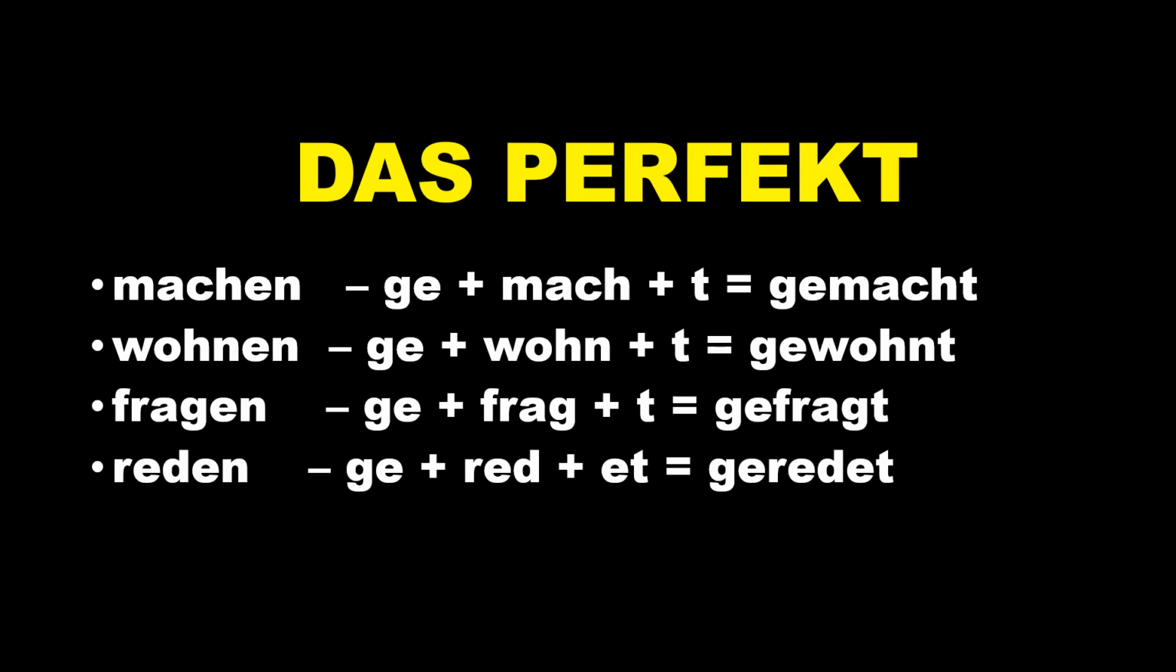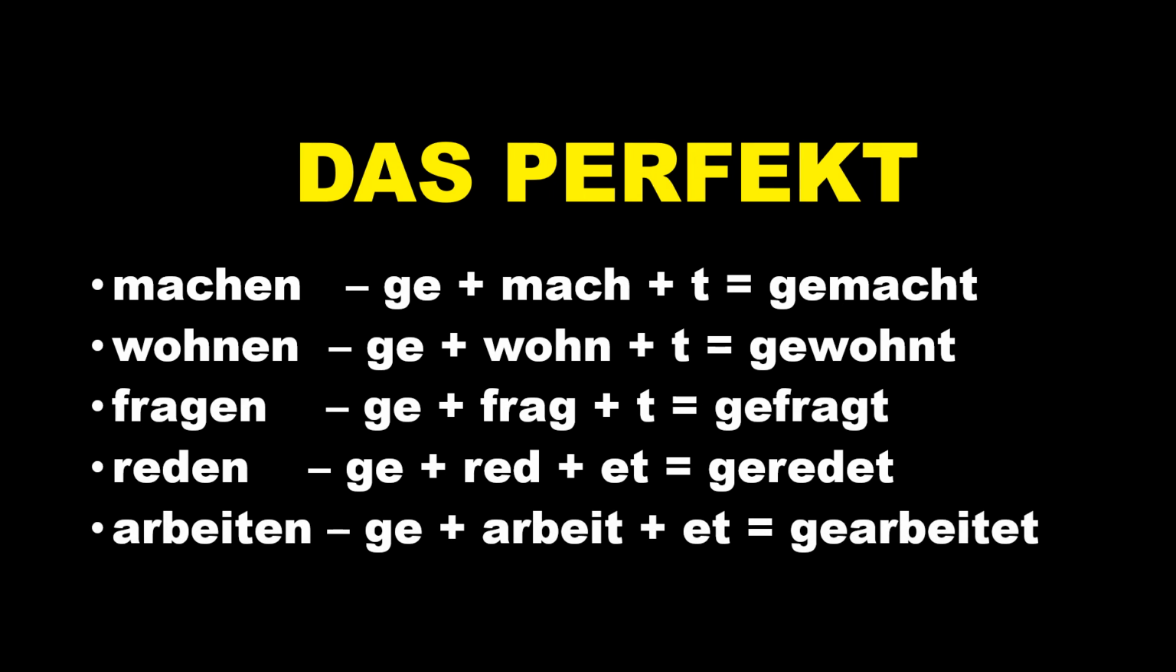Geredet, we cannot say that without e. So to make it comfortable to pronounce, we have to use an extra e. When we need to be comfortable to pronounce any word, we have to add an extra e. Now it is very easy to pronounce. Without e, it will be very difficult to pronounce. So it's geredet. Reden, geredet.